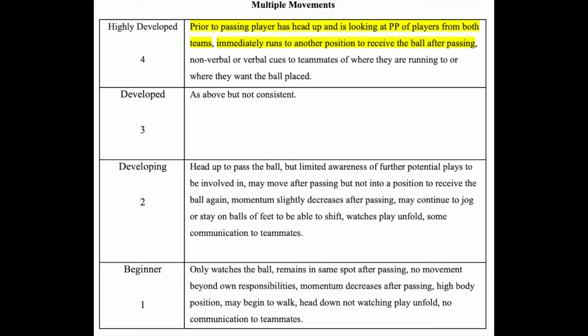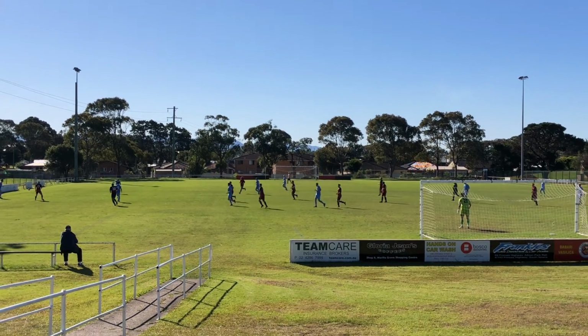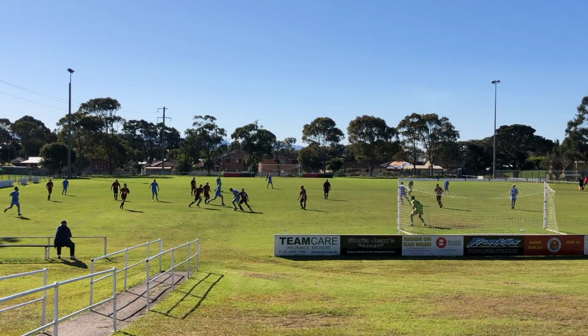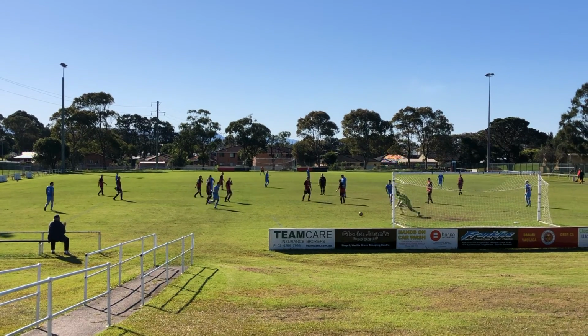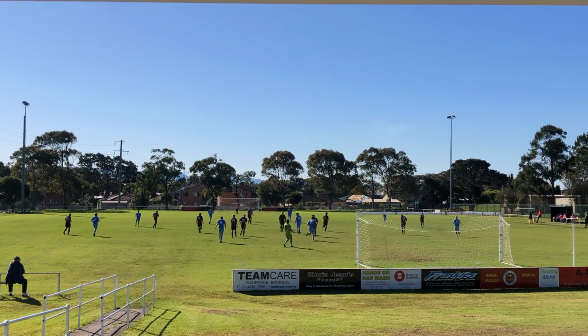So for this specific player that we just looked at, I have highlighted here that prior to passing, player has head up and is looking at posture and position of players from both teams, and immediately runs to another position to receive the ball after passing. Now, whilst just in this video evidence, I'm not able to hear or see any other additional verbal cues, or I can't make decisions on whether or not they're consistent, I have assessed them at being at a highly developed level. Now, my assessment might change over time, or if I was to look at this player throughout multiple videos, but it is a good starting point.